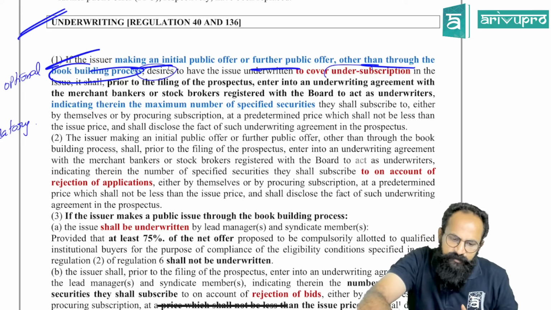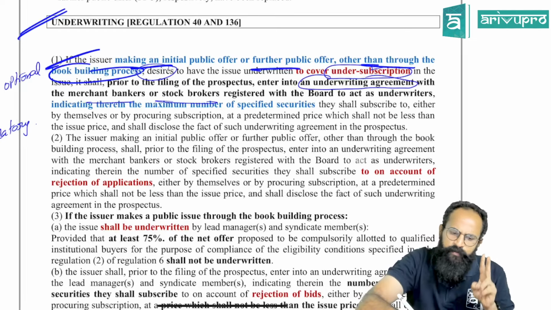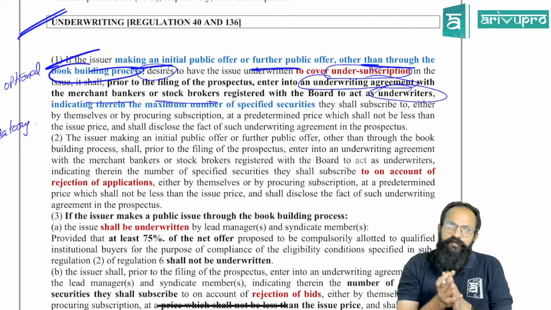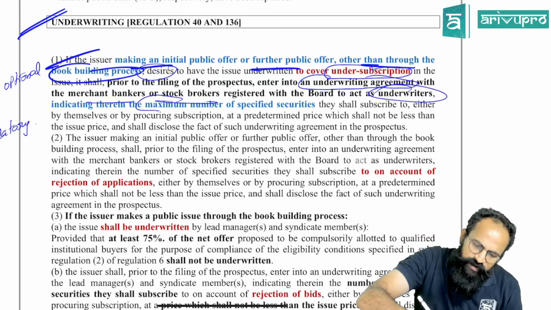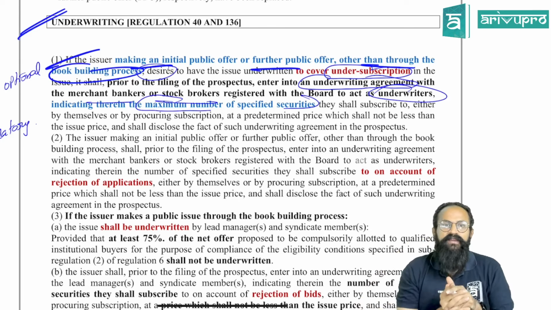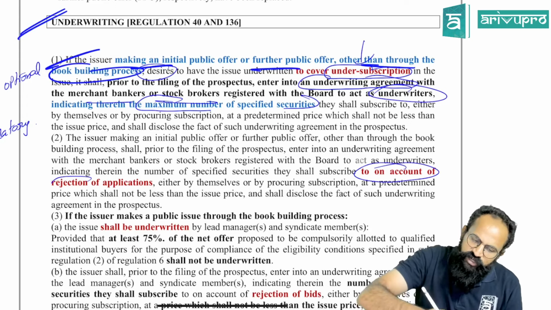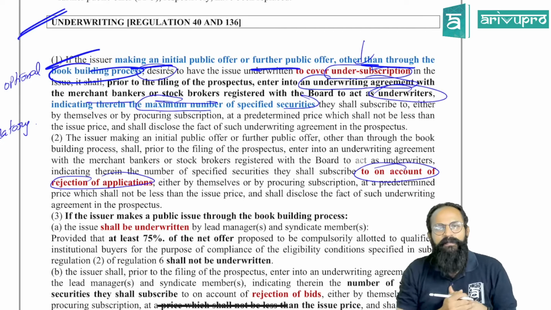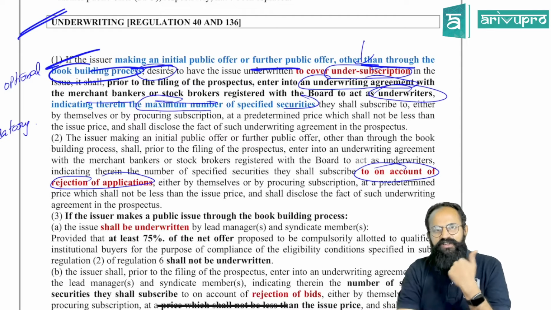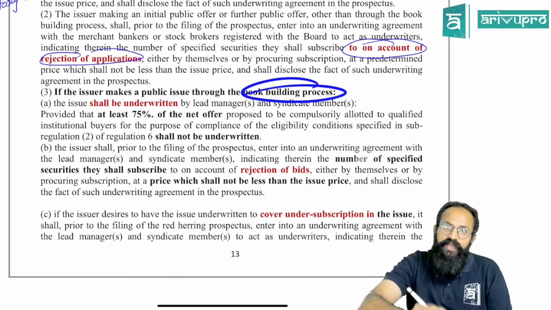If at all there is any under subscription, then you enter into an underwriting agreement with the merchant banker or stockbroker registered with the board to act as an underwriter. Whoever is acting as an underwriter, enter into an agreement with them today only, indicating the maximum number of specified securities they shall buy and the price at which they will buy. They will buy whenever it is under subscription or whenever there is rejection of application. Text will be copy paste. But underwriters will buy in the case of under subscription, or whenever there is rejection of application. Yes. Next one, if the issuer makes a public issue through book building, in such case what will happen?